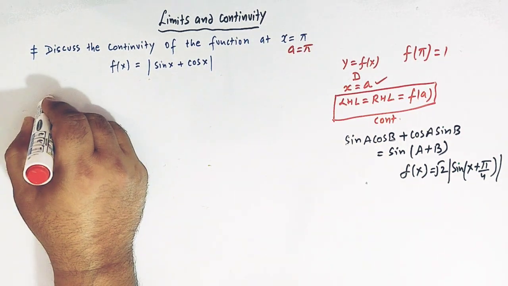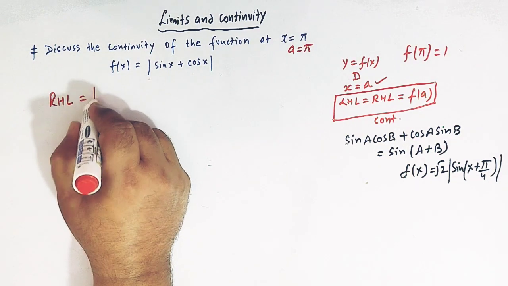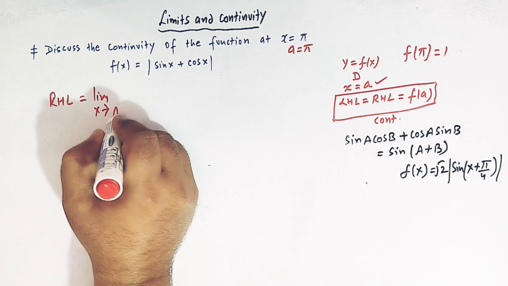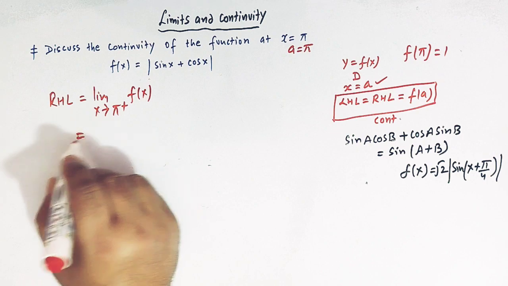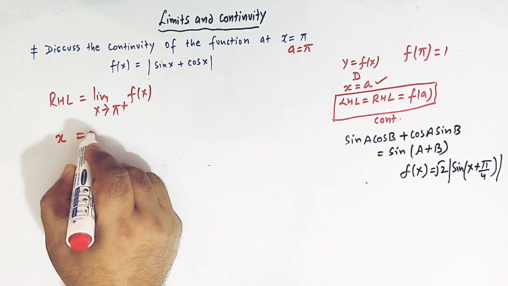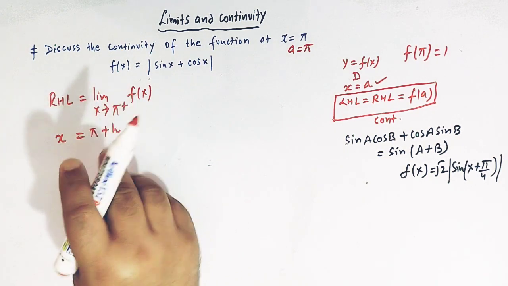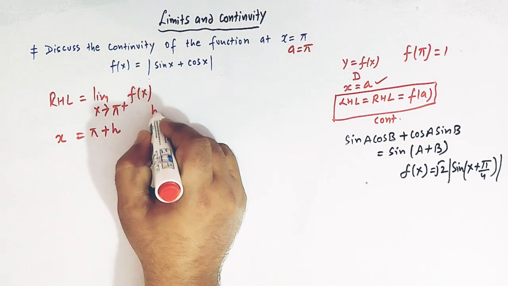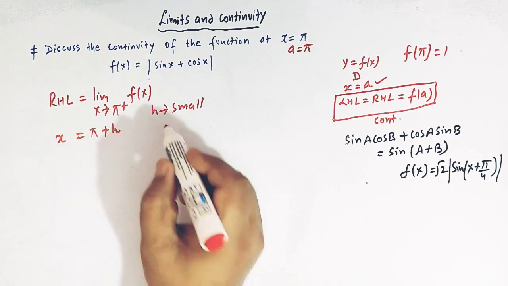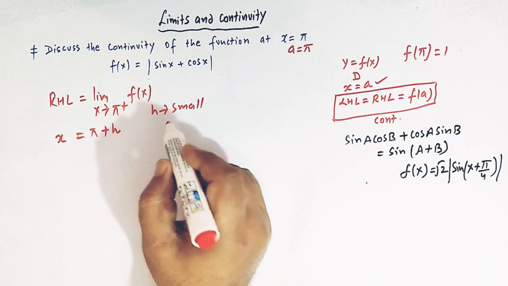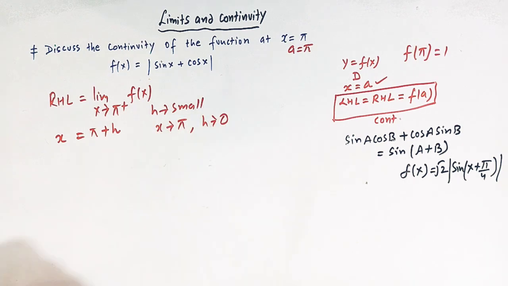So now let us find out the right hand limit. The notation for right hand limit is limit x tends to pi positive, and here we have f of x. So we can now write x is equal to pi plus h, where h is a very small, infinitesimally small, positive quantity, and when x tends to pi, h tends to 0, right?